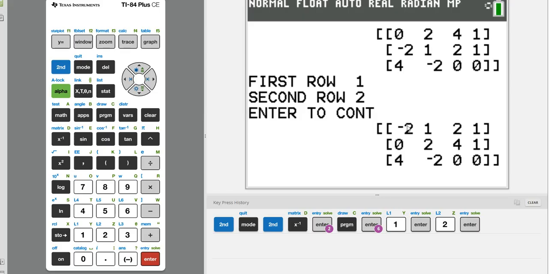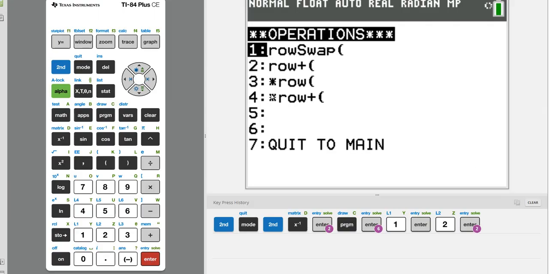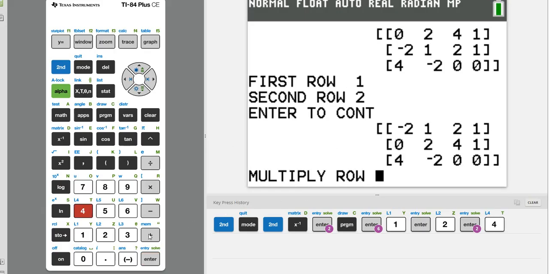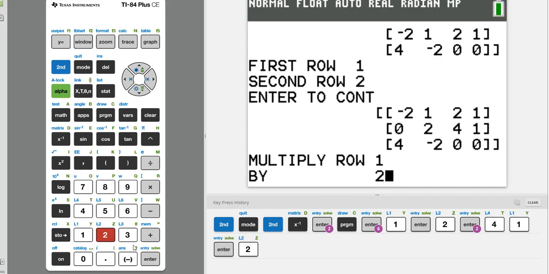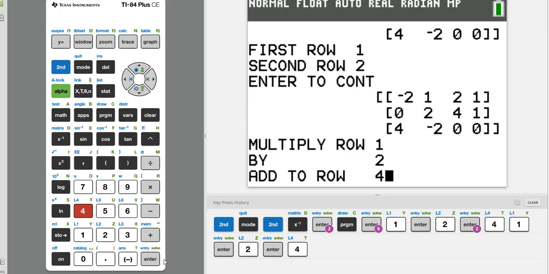And now I want to get a 0 where that number 4 is. So Genevieve, what could I do to get a 0 where that 4 is? Is there anything I can multiply the first row by and add to the third row? -2 or +2? +2. Good. So if you press enter, then I want to choose the 4th option, which is multiply row add. Multiply row 1 by 2 and add it to row 3. Yeah, row 3, thank you.